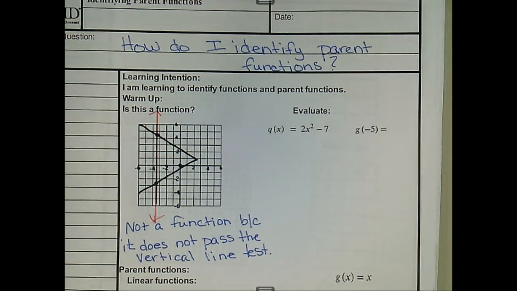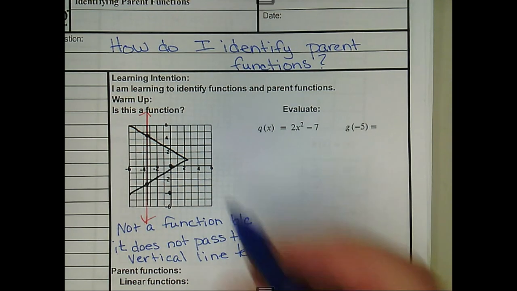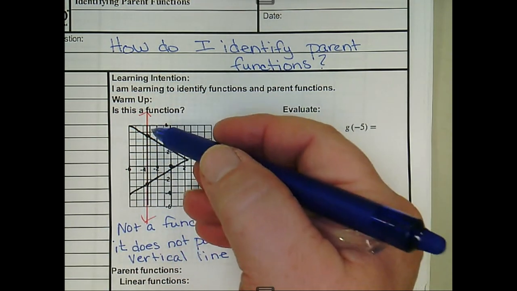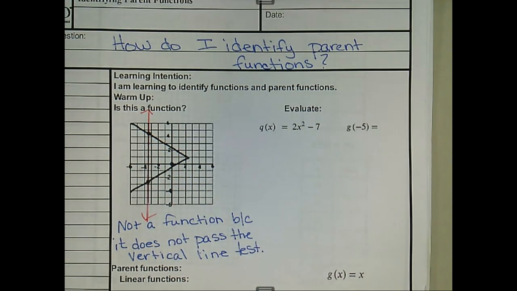Okay, hopefully you got that correct. To be a function, each input must go to exactly one output. So, in this case, it goes to the same output here and here. The same number goes to different outputs there. So it cannot be a function.